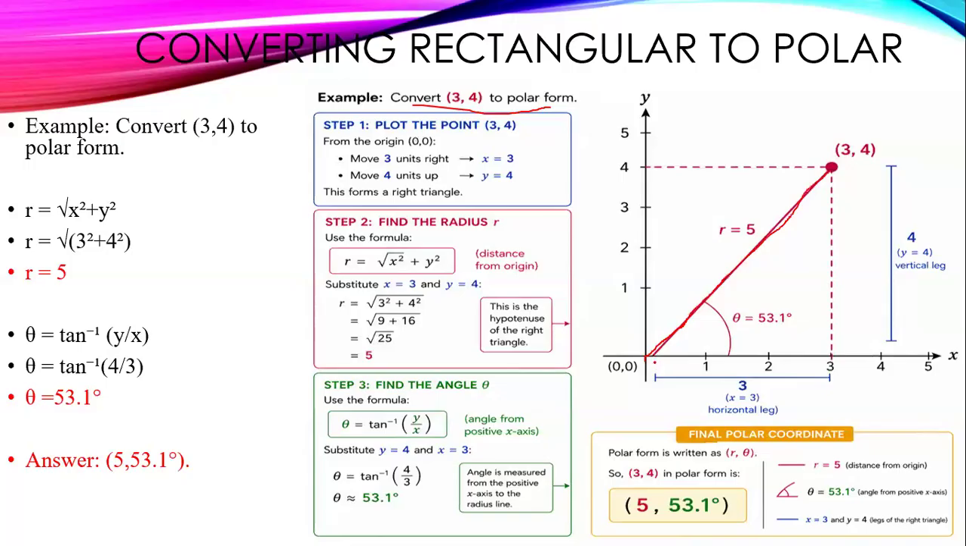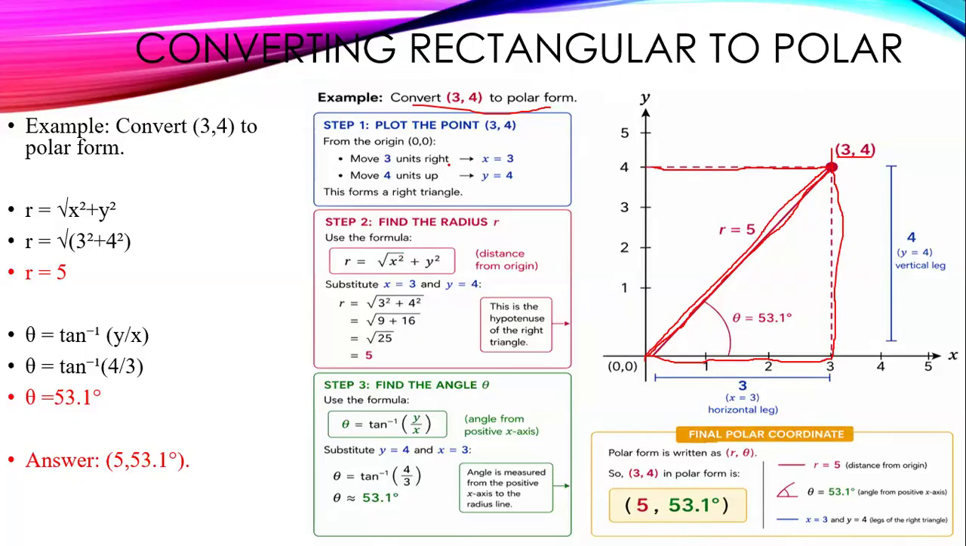So we need to move 3 units to our right. If you move, this will be 1, this will be 2, and this will be 3 here. And we need to move 4 units up. And as you can see, it will be somewhere here, right? Our angle will be formed from the origin to this point. So that is how we end up with 3, 4 from this diagram.